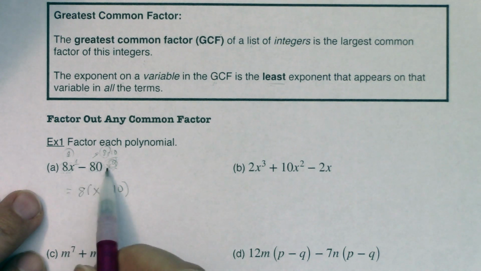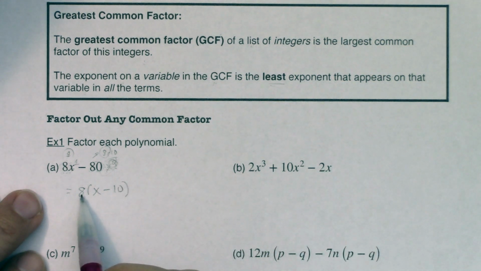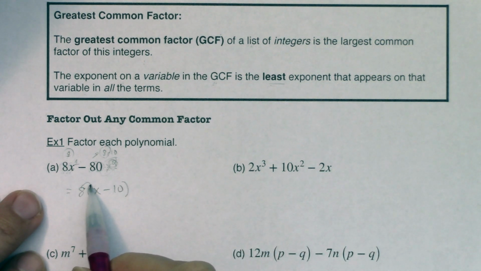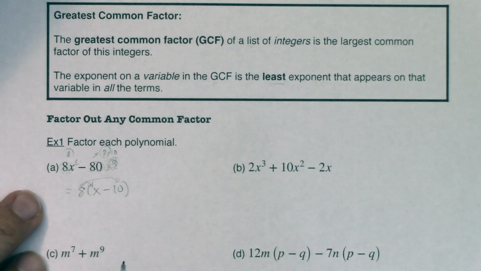And then I had x, and I had no x's here, so I couldn't factor out a variable, which is fine. And you can always check yourself. You can redistribute to check yourself. 8 times x is 8x, 8 times negative 10 is negative 80.